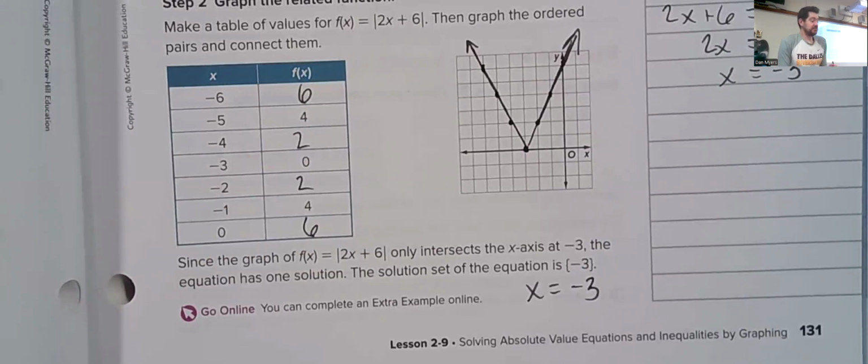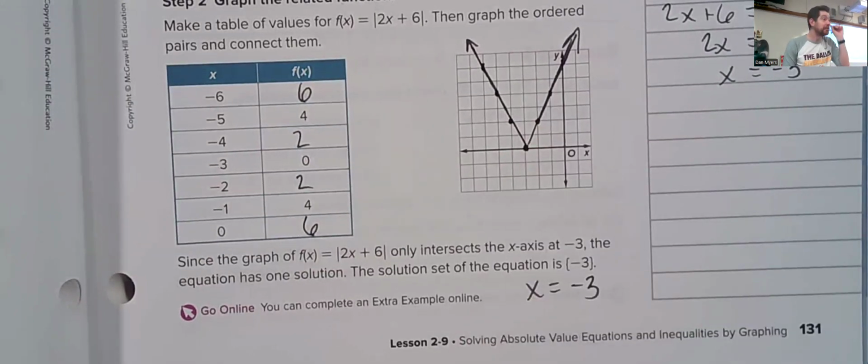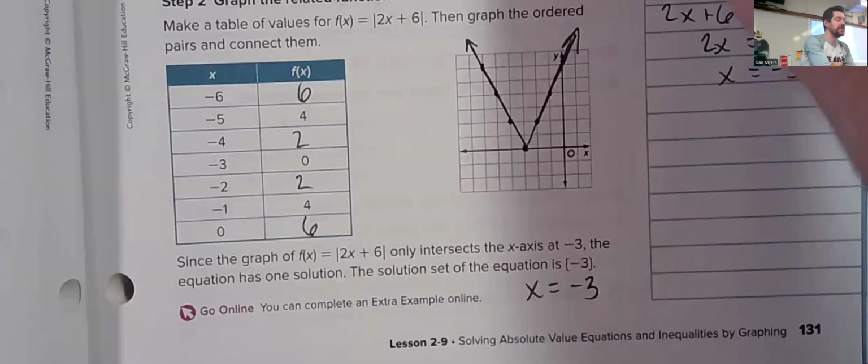So that is the basics of solving an absolute value equation on a graph. Put it on the graph, figure out where it comes into contact with the x-axis. Questions before we look at the next one? All right, so let's keep going.